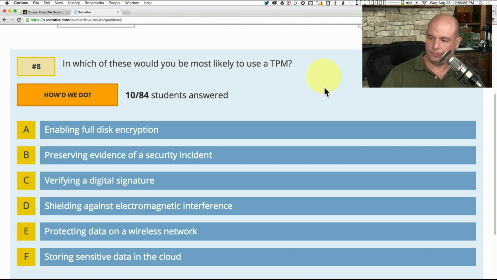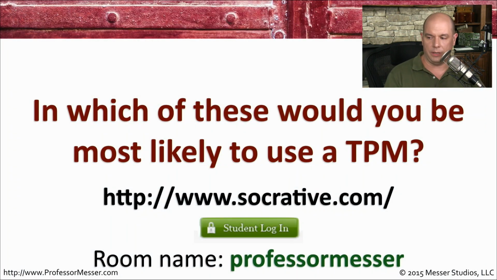Don't answer in the chat room. And you can, of course, go through and answer this on Socrative.com. Go to the student login, and you'll be able to go to the Professor Messer room and see if you know the answer of what this might be. I'm going to take a peek while we're doing this. I think folks are very familiar with TPMs based on these numbers. We have a few that are popping up here and there to figure out these pieces, which would be, and again, it's that great term that you'll see on the exam, most likely to use a TPM, because there could be about two or even three examples here that could possibly apply, but only one is really the most likely.